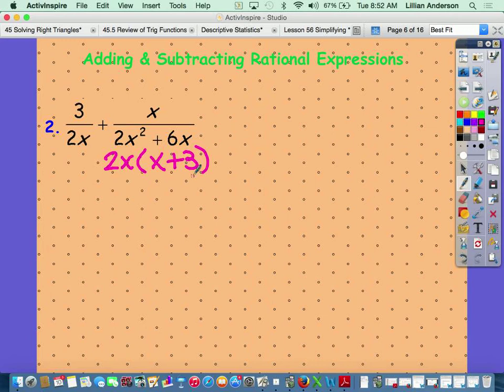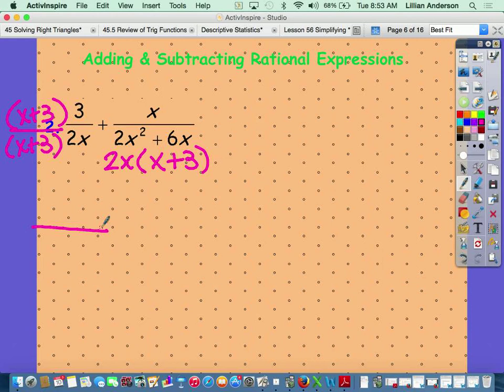Factor your bottom. So then that way you can see, okay, what things do they already have in common? In order to add them, they have to be the same denominator. So what is the left side denominator missing that the right side has? So that means I'm going to multiply the top and the bottom by an x plus 3. Is this denominator missing anything that the left side has? So you do nothing to that side.